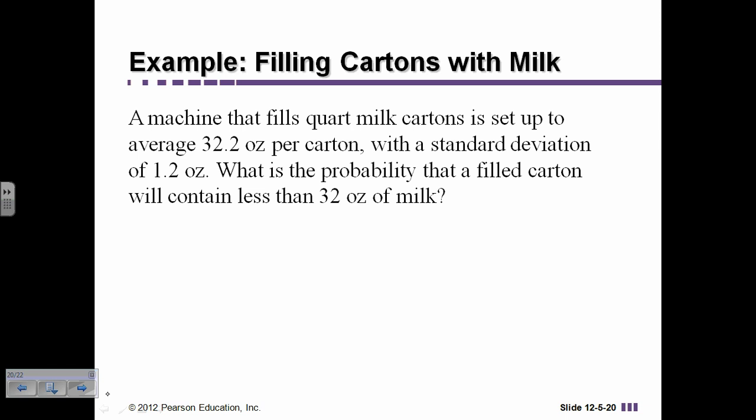So here's another example like that. A machine that fills milk cartons is set up to average 32.2 ounces per carton with a standard deviation of 1.2. What's the probability that it fills a carton less than 32 ounces of milk?